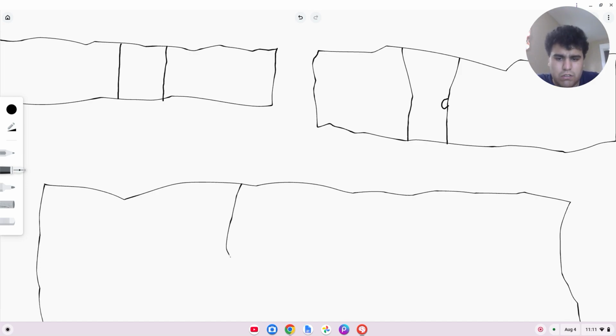So let's draw the door however you want it to be. It doesn't have to be perfect, like I said. Okay, let's draw it like this. Let's draw the doorknob. Now for the next part, we gotta draw the people. For now, let's just draw stickmen.